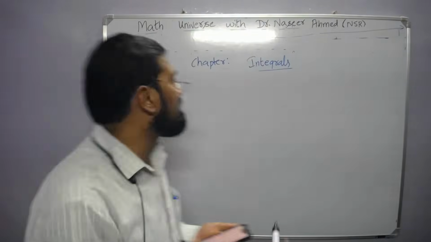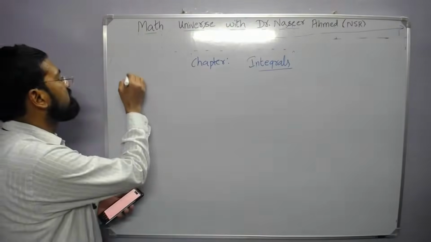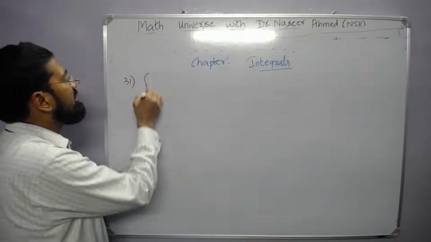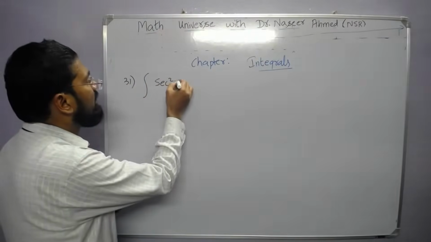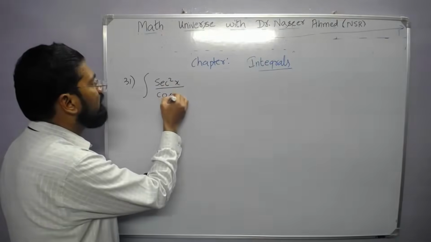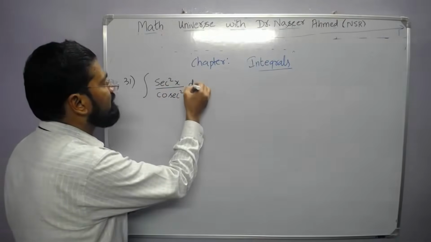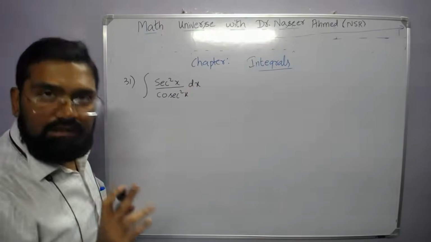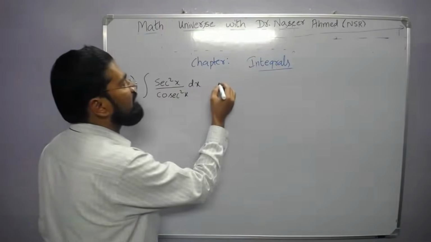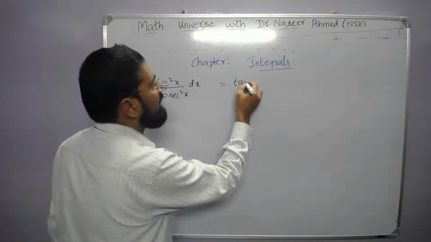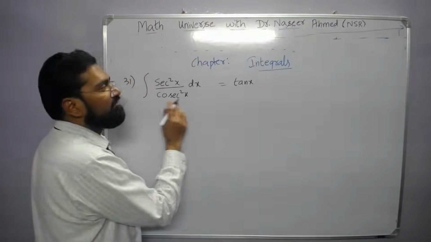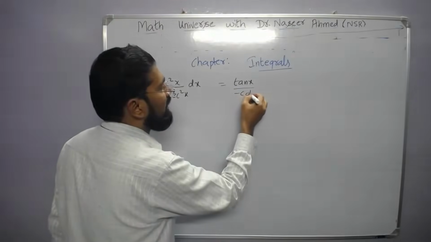See this question number 31. Question number 31 is integration of secant square x divided by cosecant square x. I know what many students will do. They say integration of secant square x is tan x, integration of cosecant square x is minus cot x.